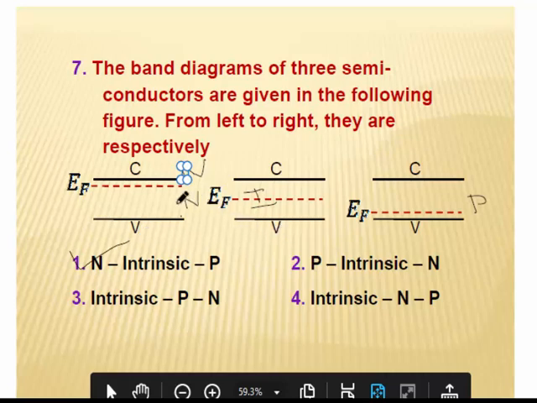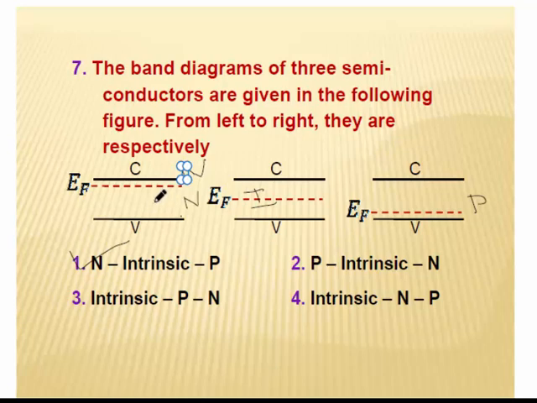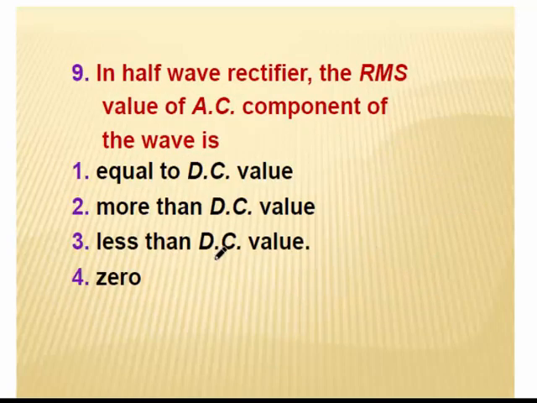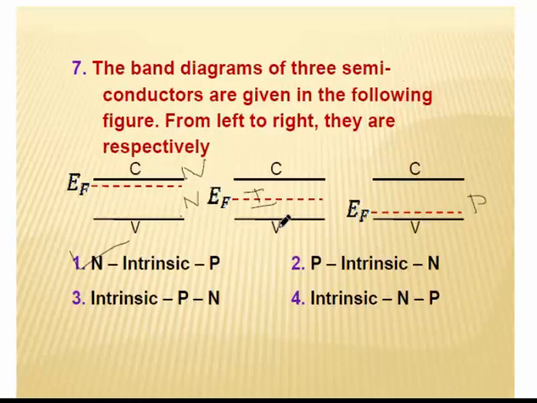Remember, dear students, you have to remember: if the forbidden energy gap is nearest to the conduction band, it is n-type. If the forbidden energy gap is in the middle of the conduction band and valency band, it is an intrinsic semiconductor. And if the forbidden energy gap is nearer to the valency band, it is p-type. So the answer is the first one. Next question.